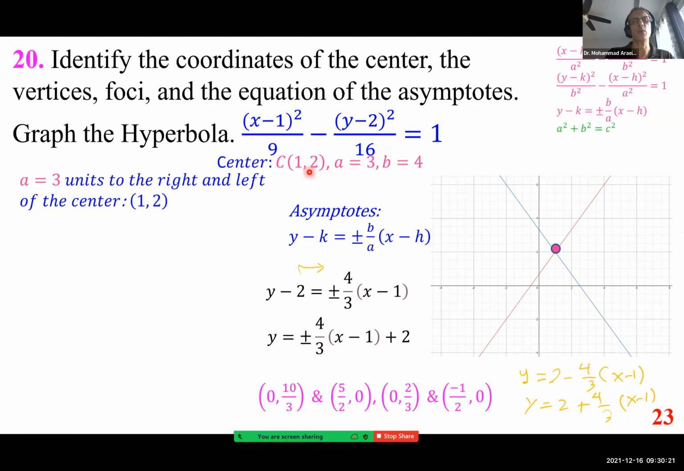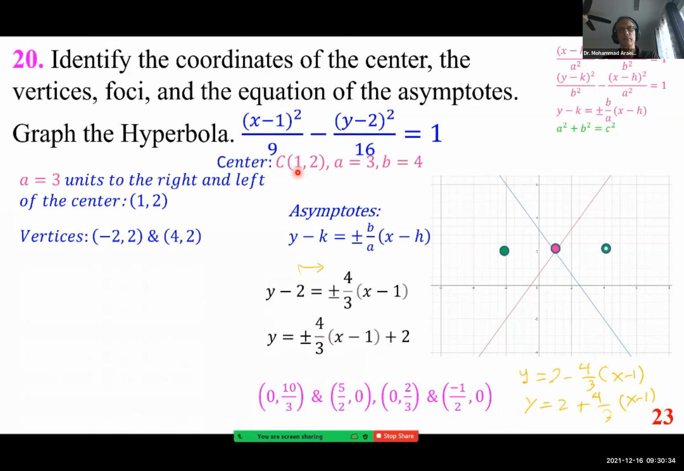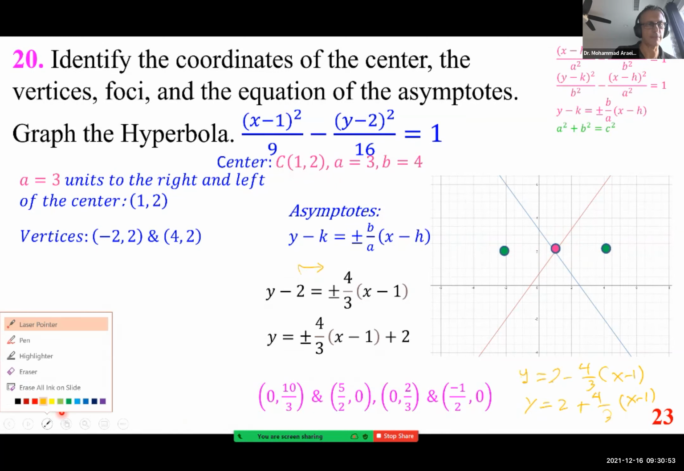So from the center, we want to go 3 units to the right. That means add 3 to 1. And we want to go to the left. That means subtract 3 from 1. So we have these two pairs by going to the center and add and subtract A. This is the distance of A, everybody. Let's just write it in case.